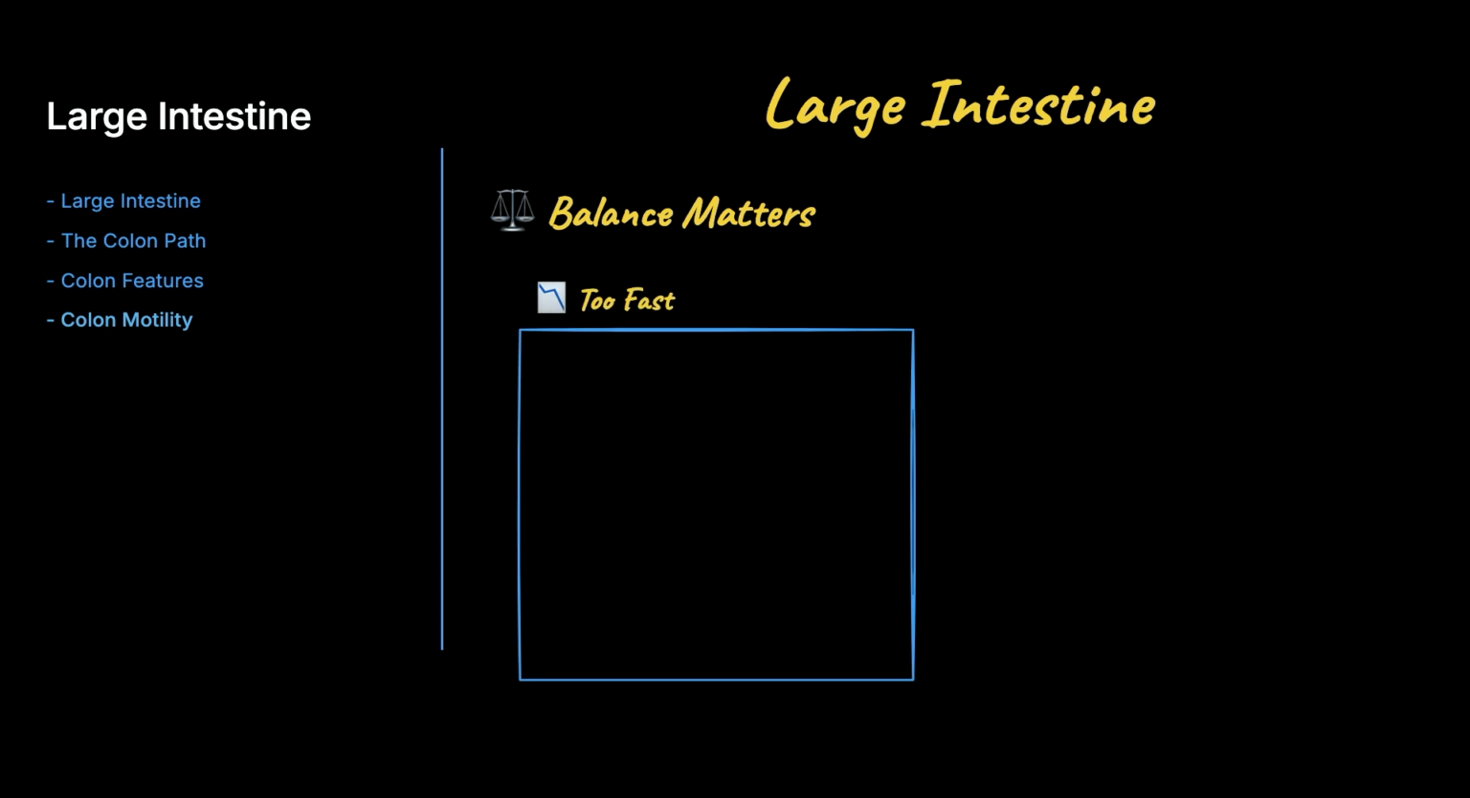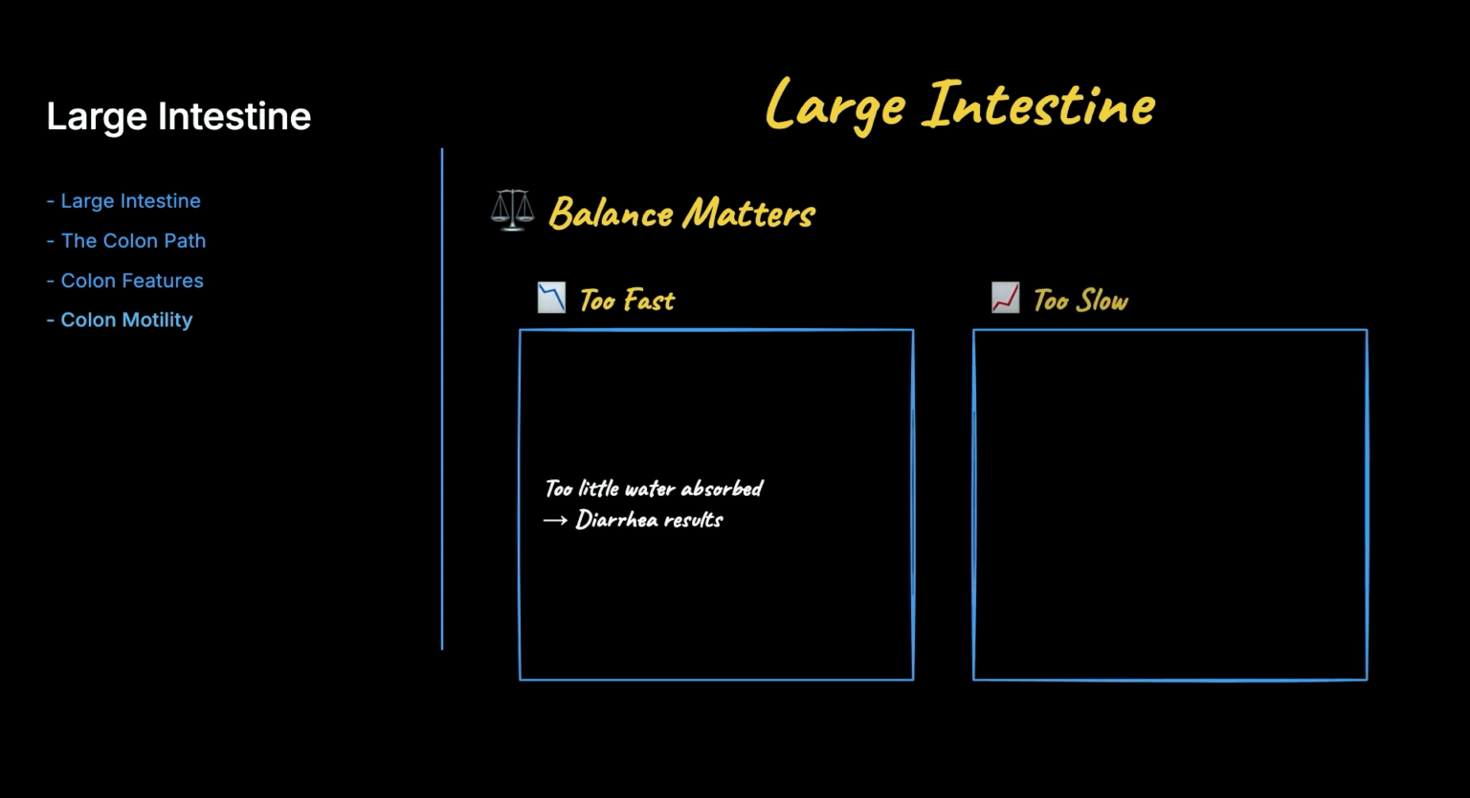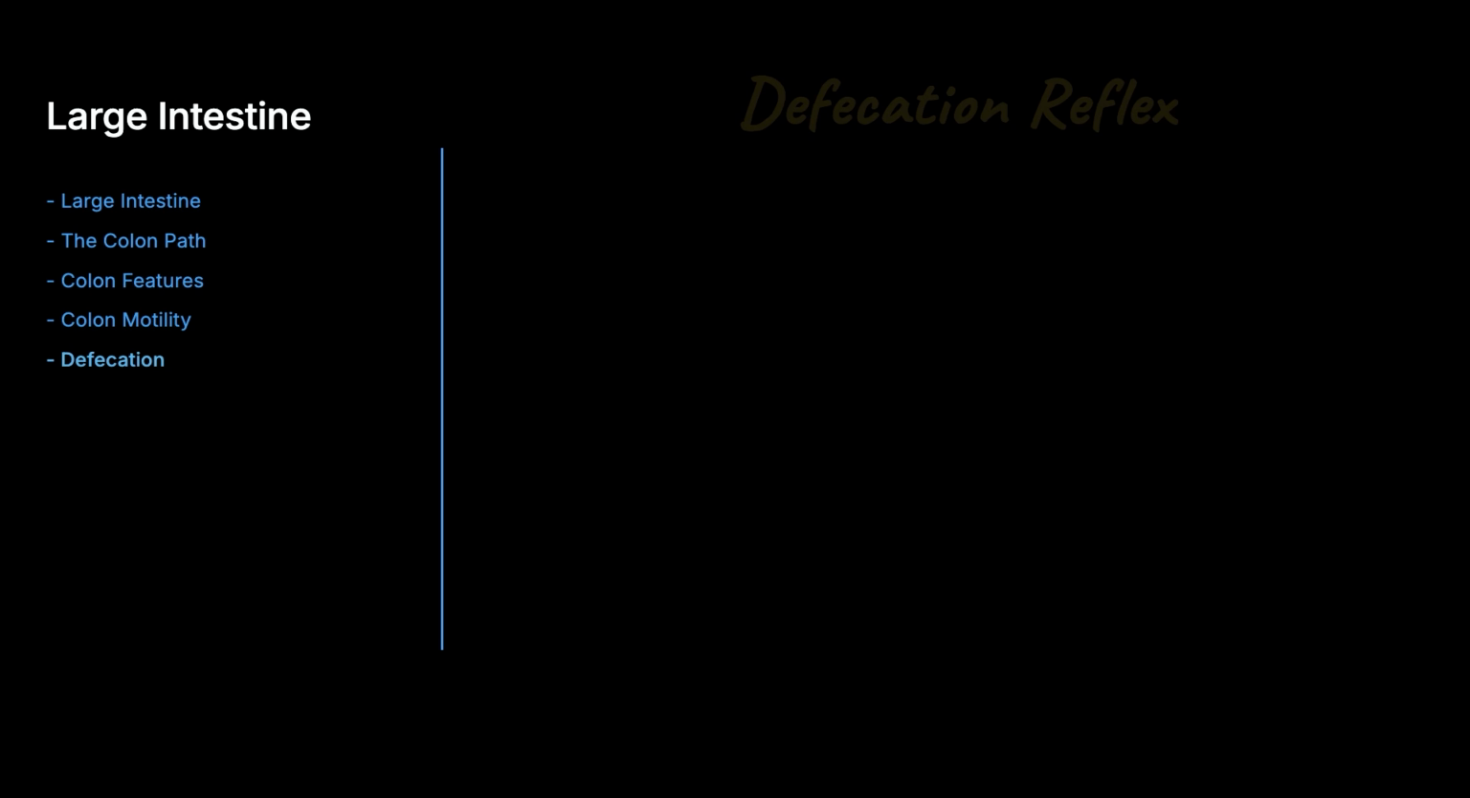Movement here is slower and gentler. Haustral contractions gently mix contents for water absorption, while stronger mass movements push everything toward the rectum a few times daily, often after a meal. Balance matters greatly. If contents move too fast, too little water is absorbed and diarrhea results. Too slow and excess water removal causes constipation.